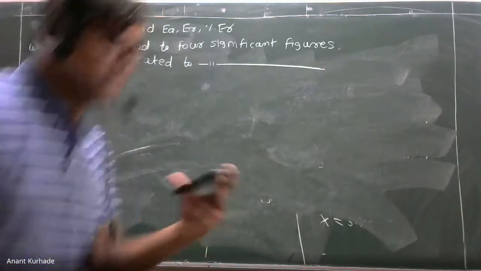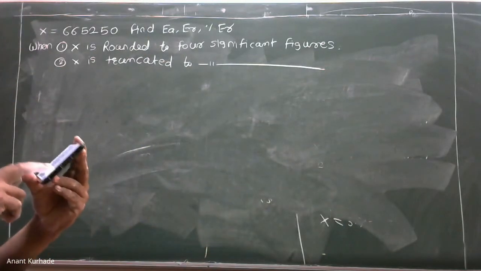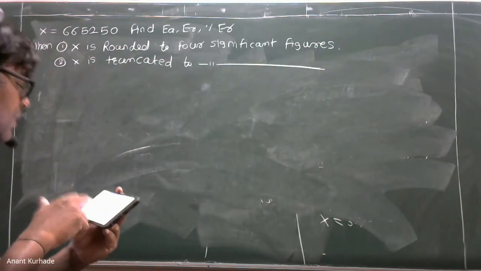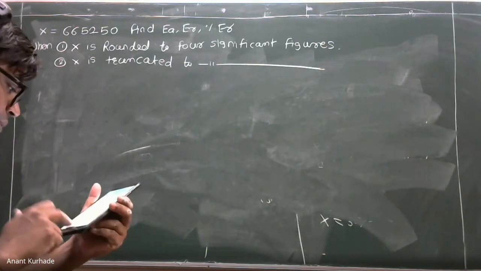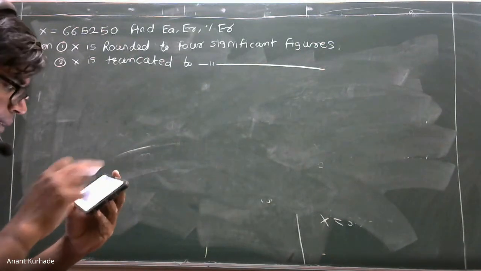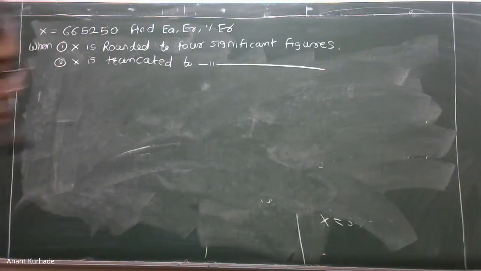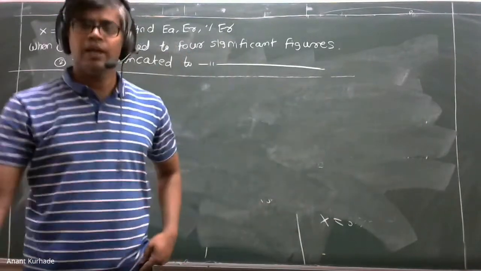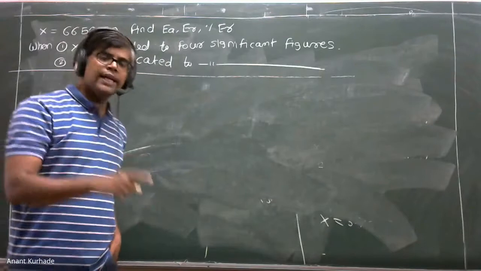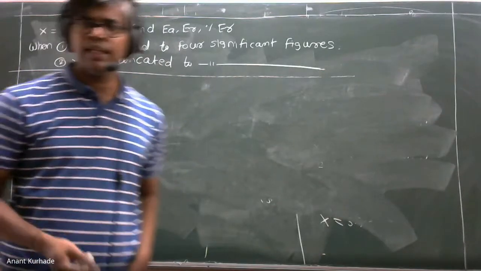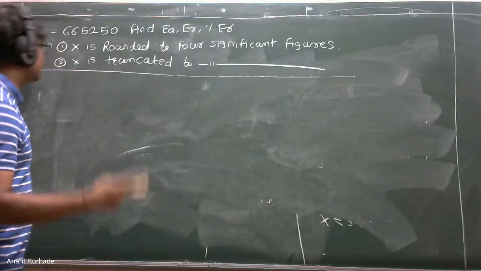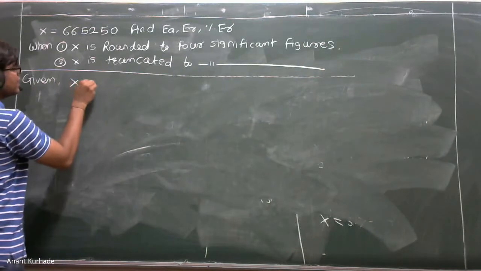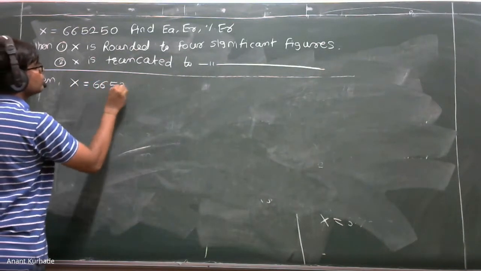This is very simple. In this question, it is actually mentioned only to round off the number. I have added the truncation, and this question is asked for 6 marks. Now, how to solve this? Just complete the first one. While writing the given data, once you write, please cross check at least twice. Given x is equal to 6652506.